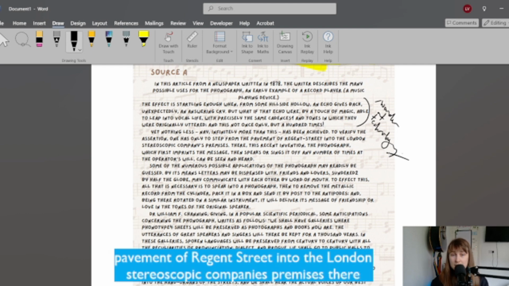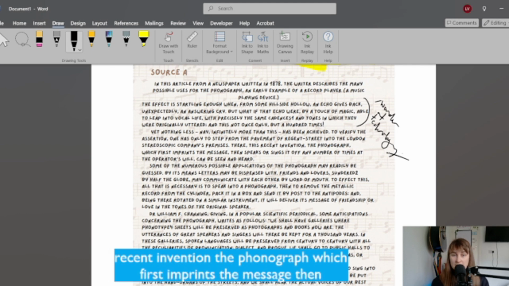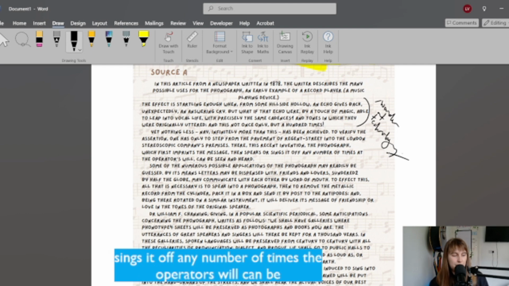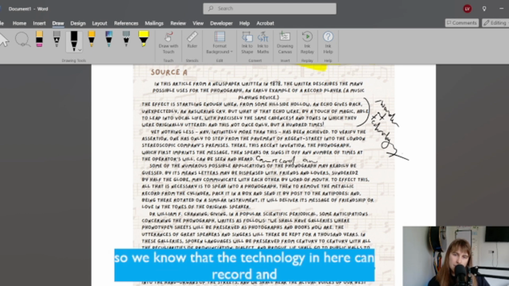There, this recent invention, the phonograph, which first imprints the message, then speaks or sings it off any number of times at the operator's will, can be seen and heard.